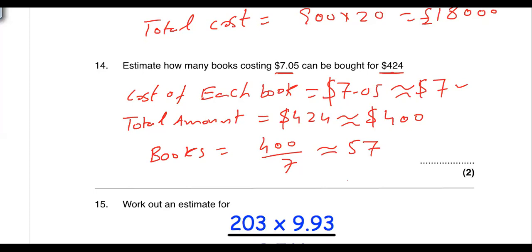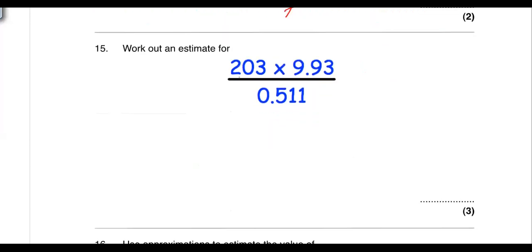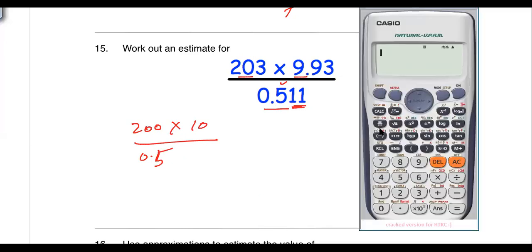Yes, sir. Okay. Now next one, quite simple. Estimate 203, so to one significant figure 200. To one significant figure this will be 10. To one significant figure this will be, no, sorry, 0.5. Because it is decimal, this is the first significant, we need to leave these. So that will be 0.5. So now it will become 200 times 10 divided by 0.5. So we'll get 4,000.